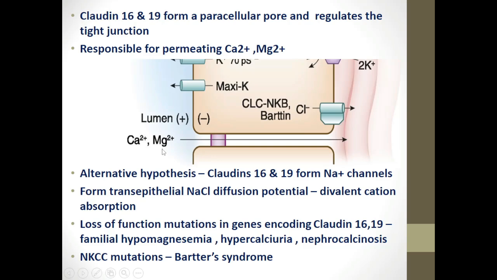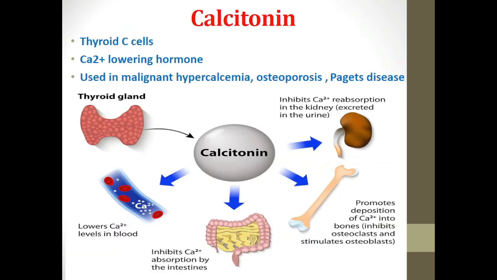The thyroid gland secretes calcitonin, and this calcitonin lowers the calcium levels in the blood. It inhibits calcium absorption in the intestine. At the same time, it inhibits calcium reabsorption in the kidney, so that the calcium is excreted in the urine. Then it promotes deposition of calcium into the bone, which is called bone mineralization. Because of that, it inhibits osteoclasts and stimulates osteoblasts. Osteoblasts are the bone cells.